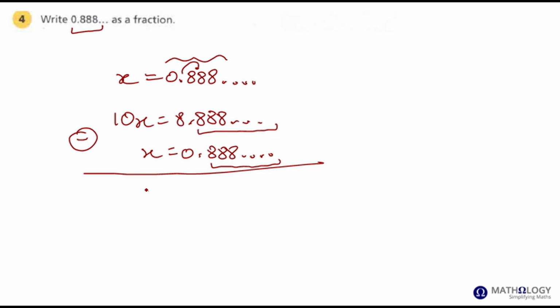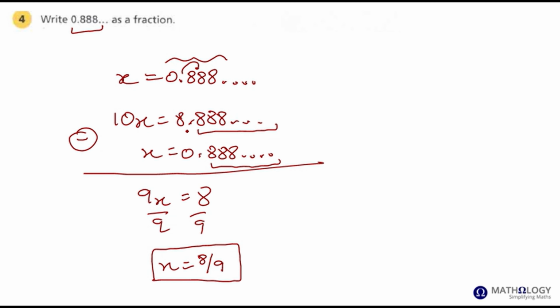So 10x minus x will give us 9x. 8 minus 0 gives us 8. And 0.88888 recurring minus 0.88888 recurring will be 0. So all we're left with is 9x equals 8. We can now divide both sides by 9. x equals 8 over 9. 8 over 9, check on your calculator, will be 0.888 recurring. So we've expressed a recurring decimal number as a rational number, as a fraction.